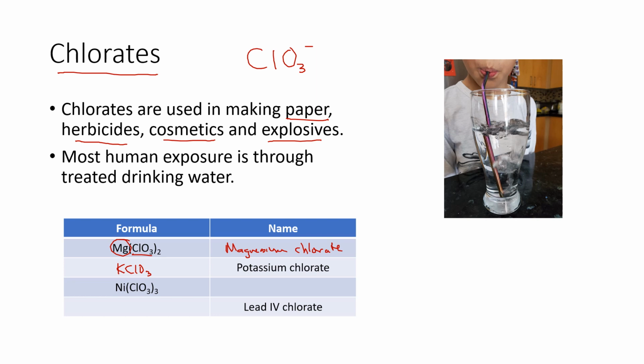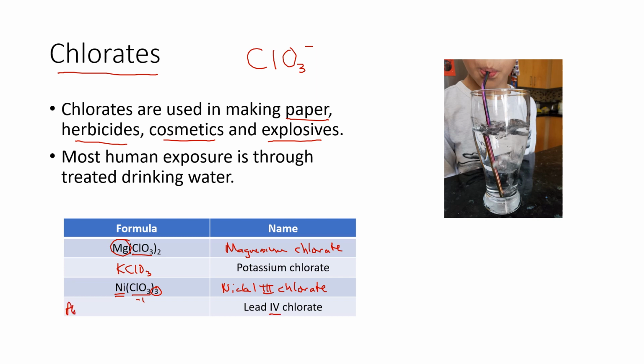Nickel with a chlorate, you can see the charge of the chlorate here is -1, and there's 3 of them, so that means that this nickel has to have a charge of 3, so it's going to be nickel 3 chlorate. And the last one here, we got lead 4 chlorate.